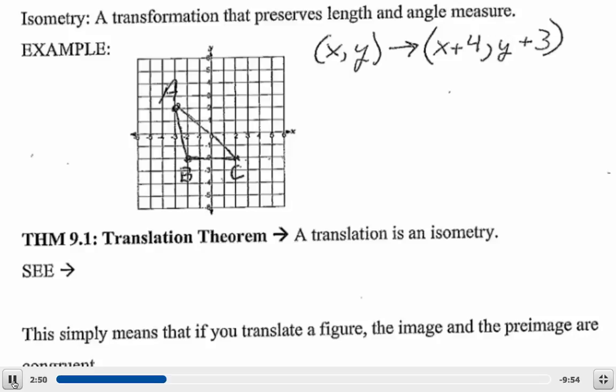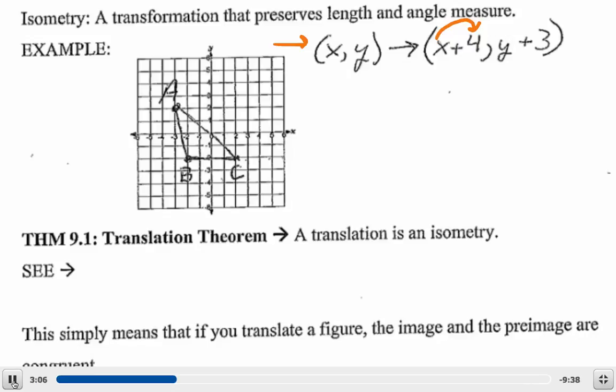Let's do a translation on this triangle. If we think back once again to Geometry A, this is called coordinate notation right here. All this means is that we're going to take every x-coordinate and add 4 to it, and we're going to take every y-coordinate and add 3 to it. Over here in my triangle, I've got 3 points, and I'm going to add 4 to all the x's, add 3 to all the y's.